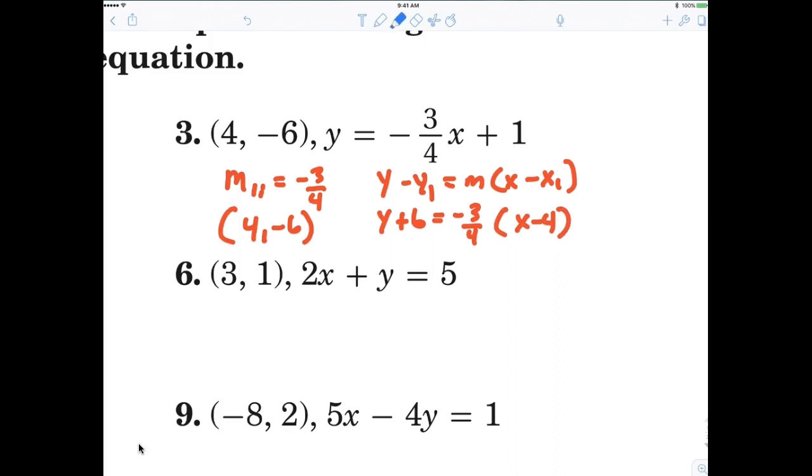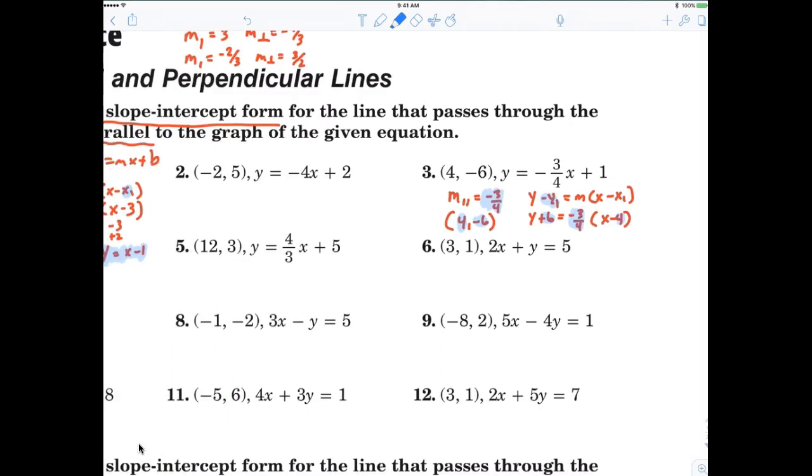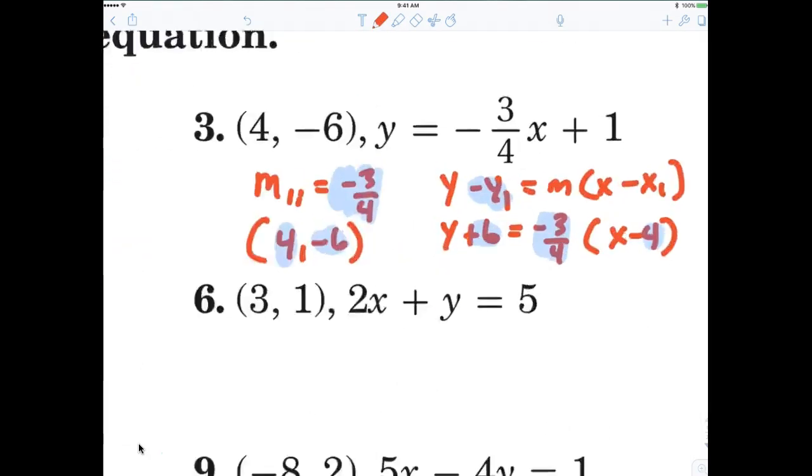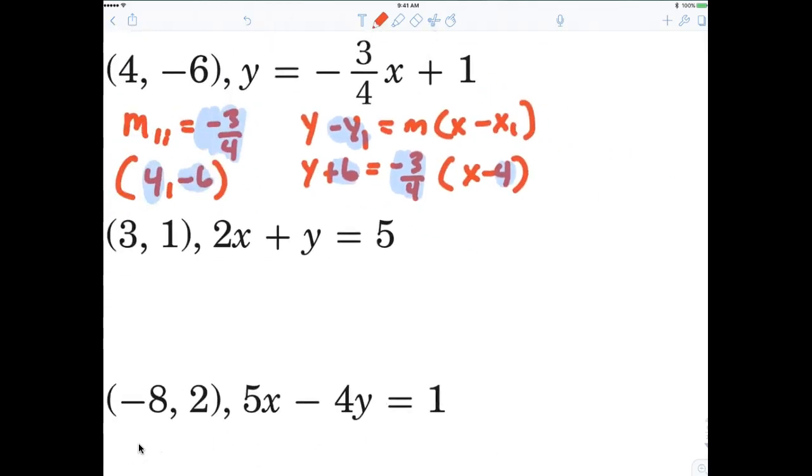Now once again, if you notice, this 4 went in for this x over here, the negative 6 went in for the y1 here, which because it's double negatives gave it a positive. Slope negative 3/4 went in front here. Now we're going to write it in slope-intercept form, so that means we just have to distribute the negative 3/4. So let's do that. So it would be y plus 6 equals negative 3/4 x plus 3.